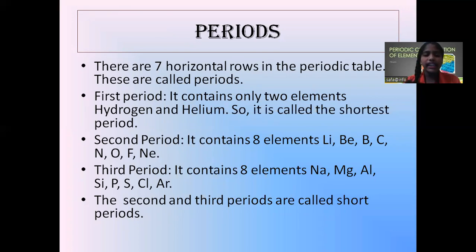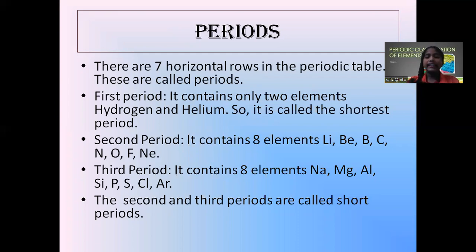So what it is telling is that the first period has only 2 elements. The first element is hydrogen and the second element is helium. So the first period is called the shortest period because it has only 2 elements.